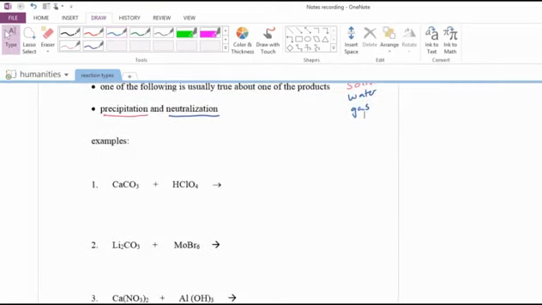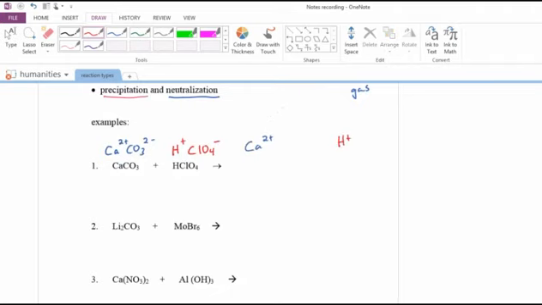So, we have this compound, which is composed of calcium and carbonate. We have this compound, which is composed of hydrogen and perchlorate ion. Keep the positive ions in the same order and trade the negative ions. Crisscross charges to get the compounds.